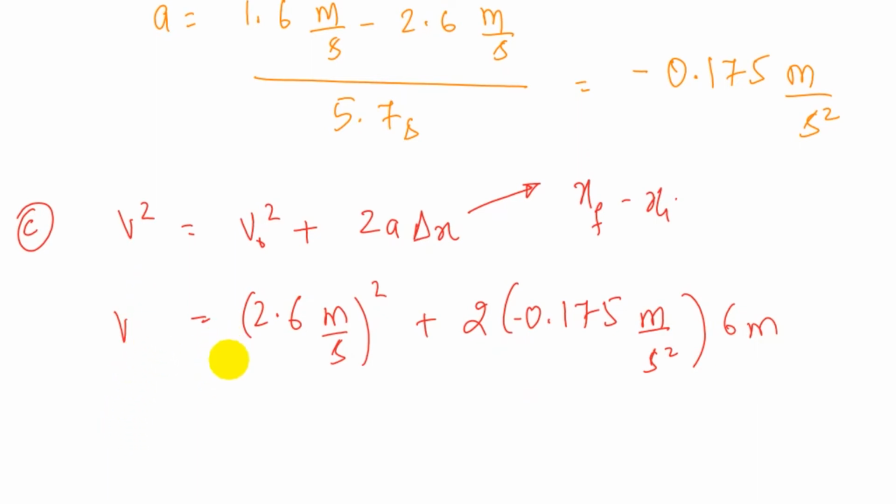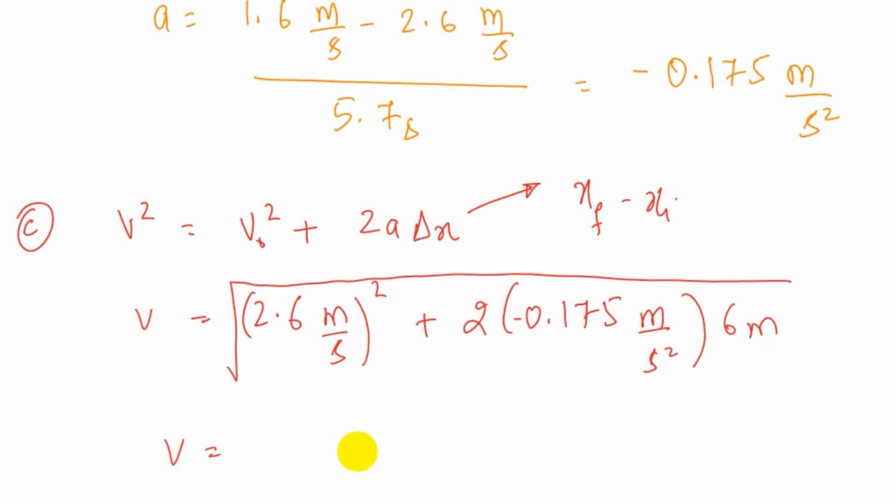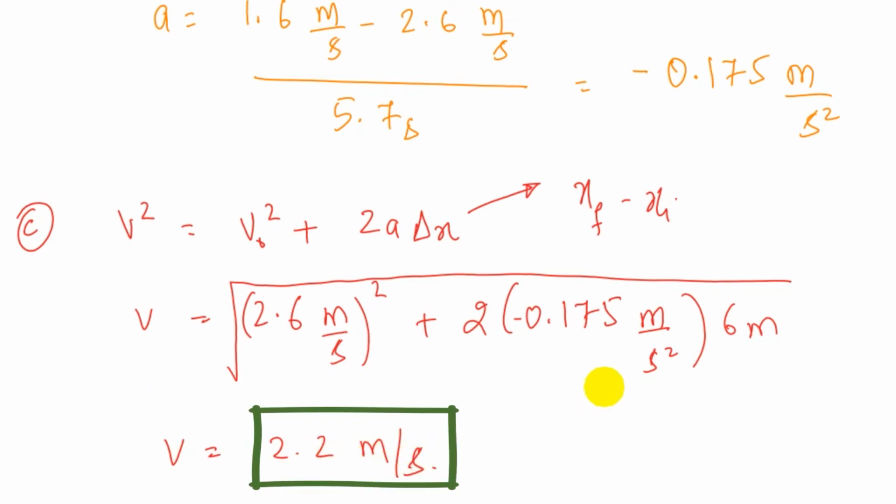Now v would be equal to the square root of this value. Now we can use a calculator to solve this, and we'll get the value of v to be nearly 2.2 meter per second. So this would be the speed of the boat when it had coasted for 6 meter.